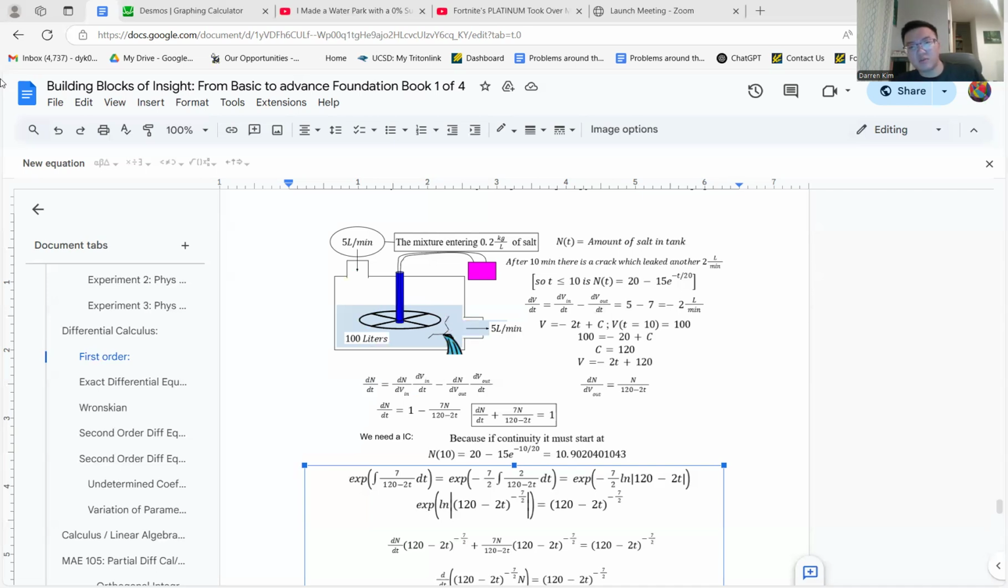I'm just going to stop the recording. I'm done talking. I'm basically saying that the first ordinary differential equation here is, I need to do second order, but now I'm done with this one.